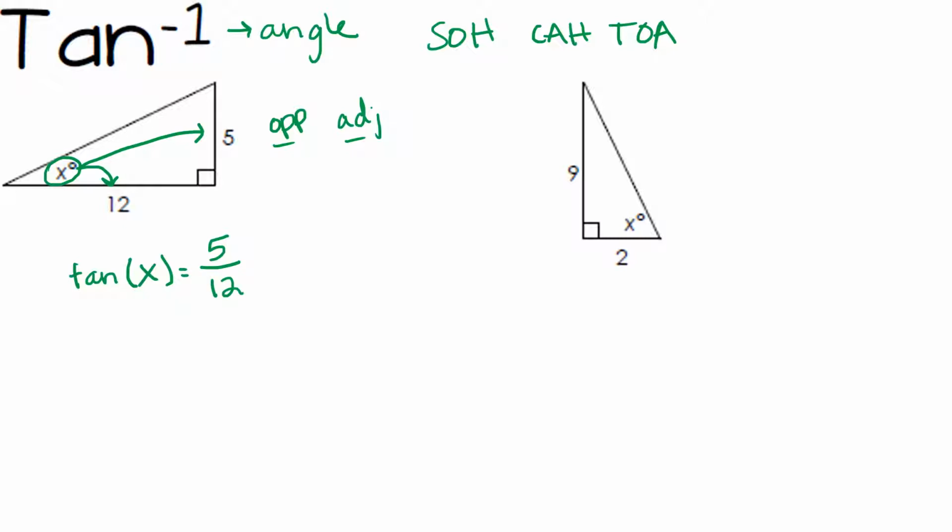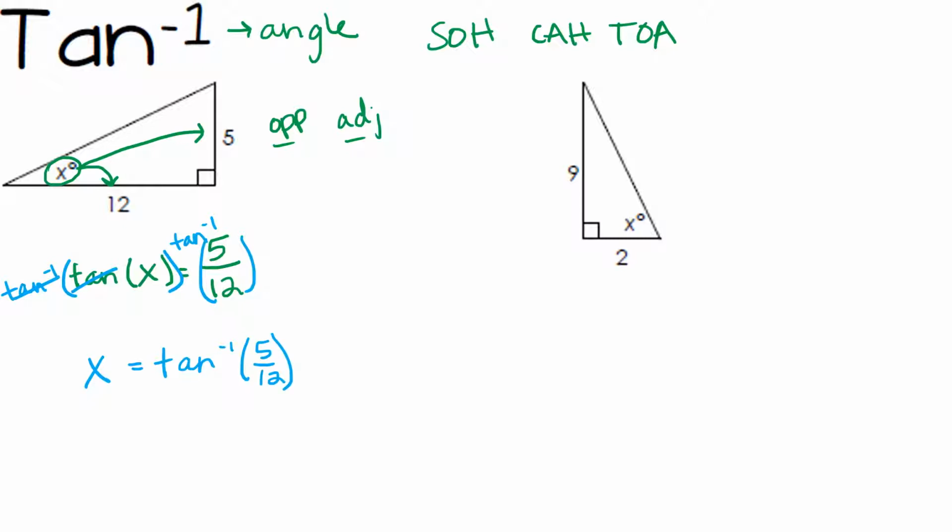Again, we're trying to find an angle, so we use our inverse operation. The inverse of tan is tangent inverse, so we do that to both sides. Tan inverse. On the left-hand side, those cancel out, and you're left with just x. On the right-hand side, I have tan inverse of 5 over 12.